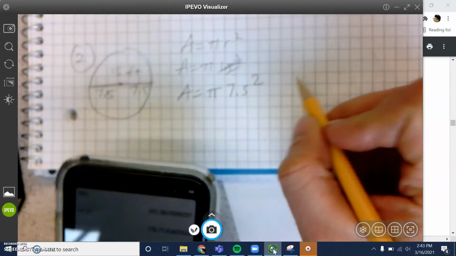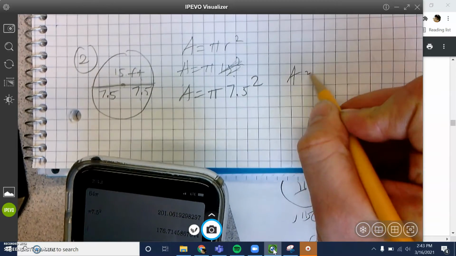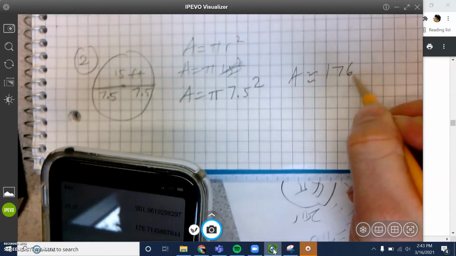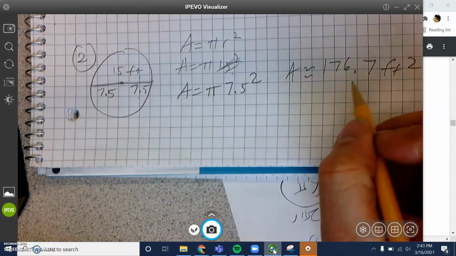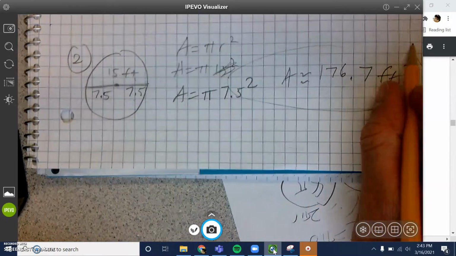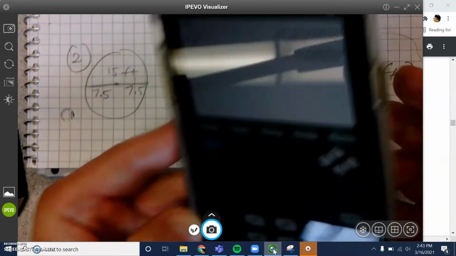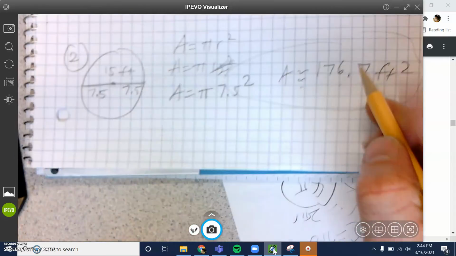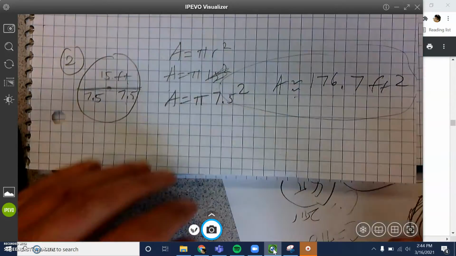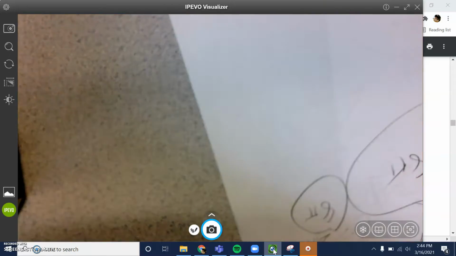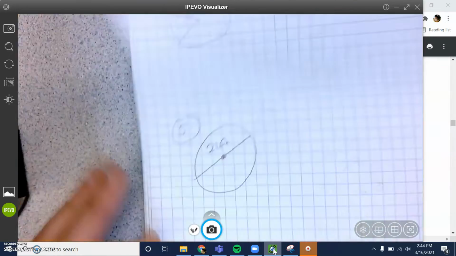176.7. Let's go to the nearest 10th here. So area is approximately 176.7 feet squared. 176.7 feet squared. Why is it approximately? Because I rounded. This is the real answer. That's the approximate answer. It's not the actual answer. There you go. All right, your turn. Okay, one at a time.